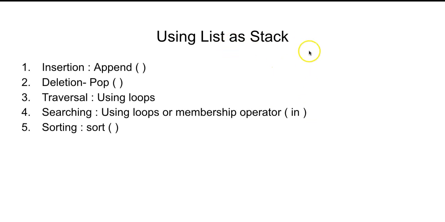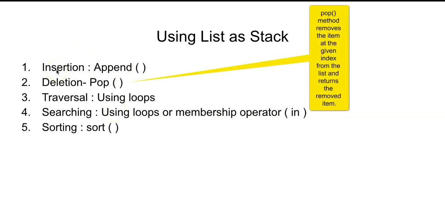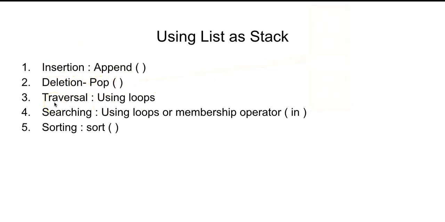Using a list as a stack, there are 5 main operations we can perform on the stack: insertion, deletion, traversal, searching, and sorting. These are the list functions which make the implementation of stack easier. By using the append function, we can insert an element in the stack. By using the pop function, we can delete. Using loops, you can traverse the whole stack, and using loops or the membership operator, you can check whether an element is present in the stack or not. And by using the sort function, you can sort the elements of the stack.